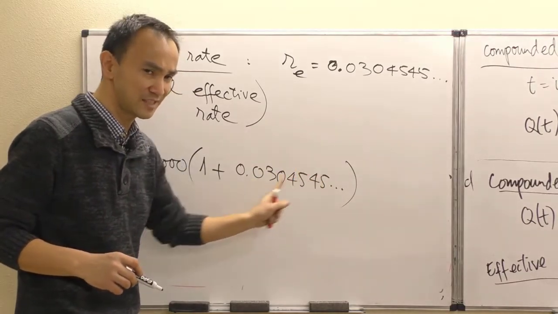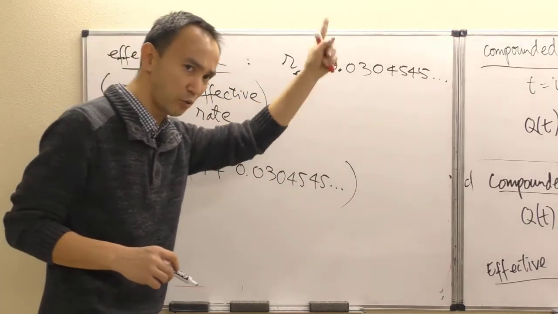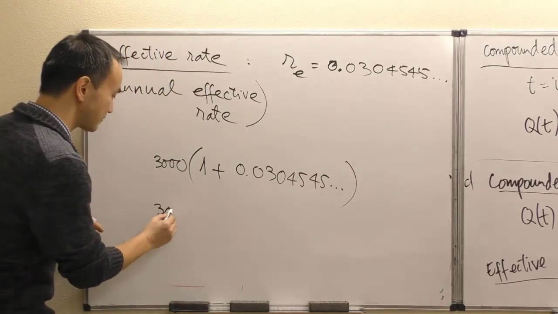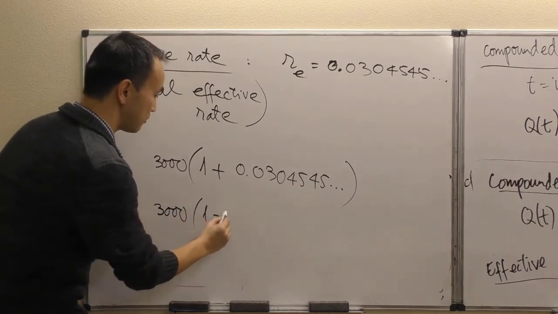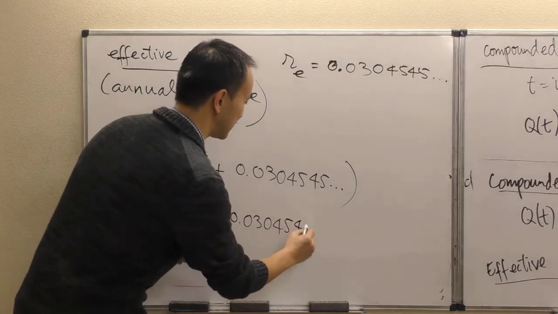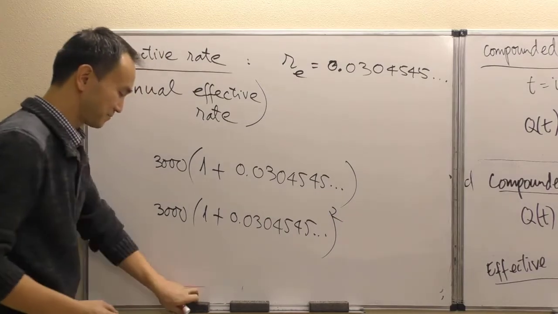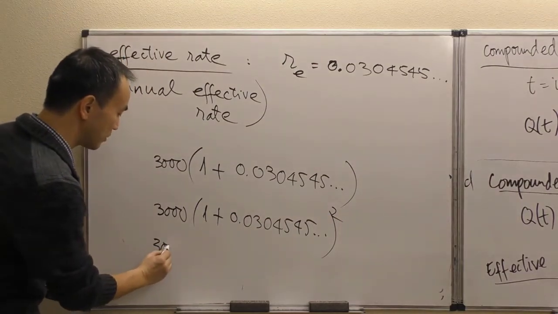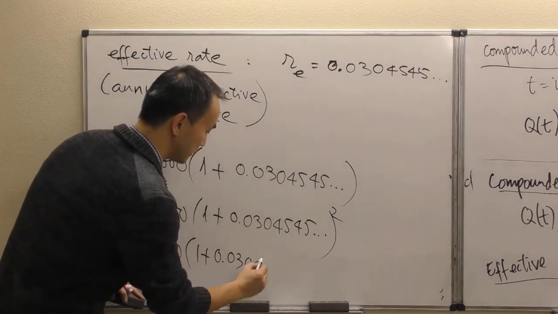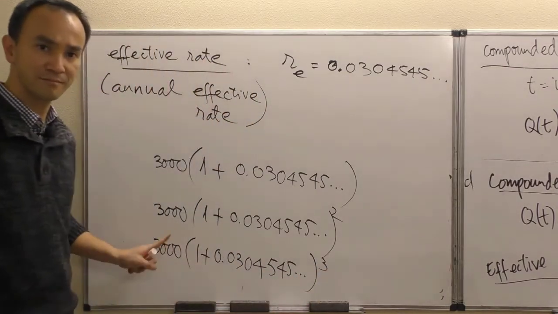That's why I'm making it clear that this is what we observe after we know that our plan is continuously growing the money. And then in that way, after 2 years, our money will go like this: 1 plus 0.0304545, squared. See, that's after 2 years. And after 3 years, our money will grow to 3,000 times 1 plus 0.0304545 and longer, to the power 3. That's the idea right there.